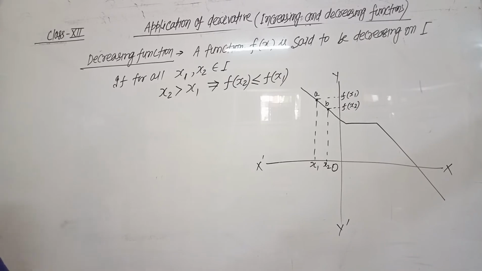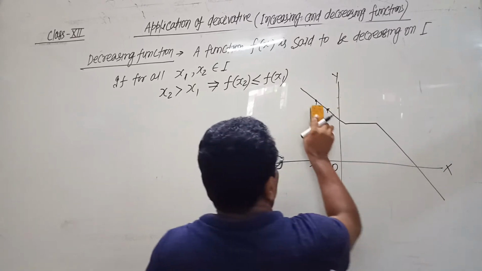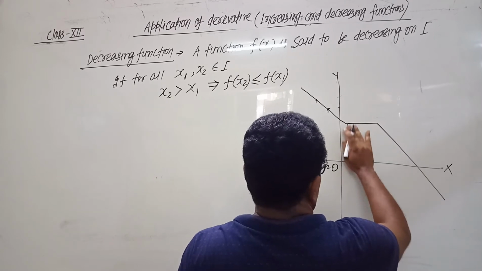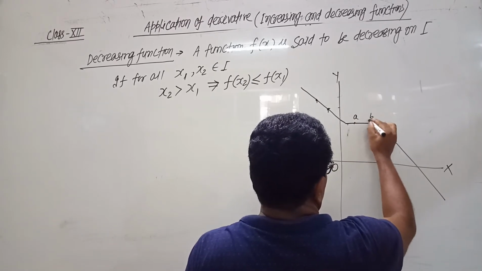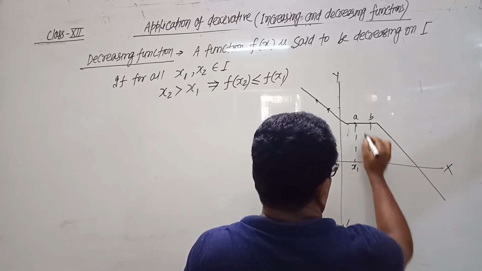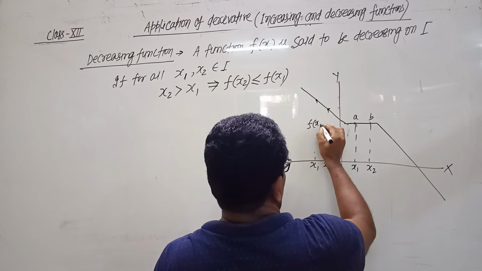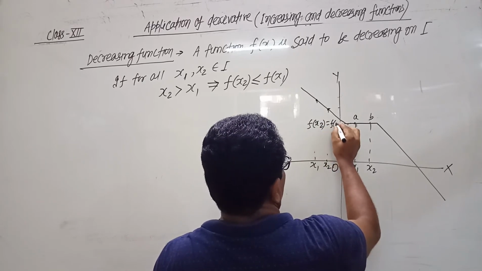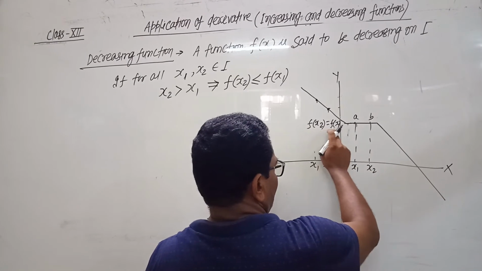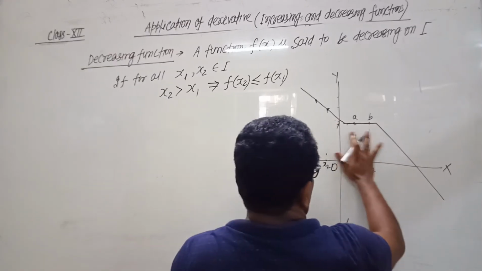And when we talk about this region, let us take 2 points A and B in this region. So x1, x2, but the values of f(x1) and f(x2) are equal. f(x2) is equal to f(x1). So x2 is greater than x1 and f(x2) equals f(x1). So this is the condition for equality.